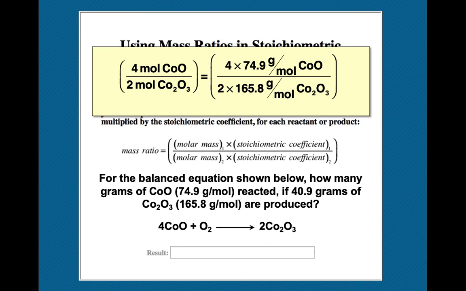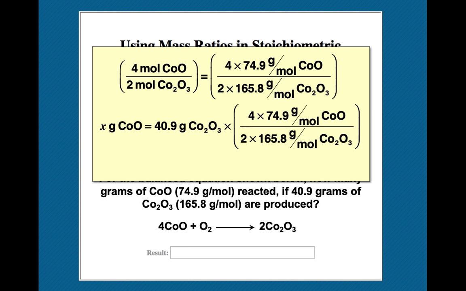But it's a ratio, and we are given something here, aren't we? We could just take our given and multiply it by this ratio as it sits. 40 times 4 times 75 divided by 2 divided by 166. Everything cancels nicely. 37 grams.